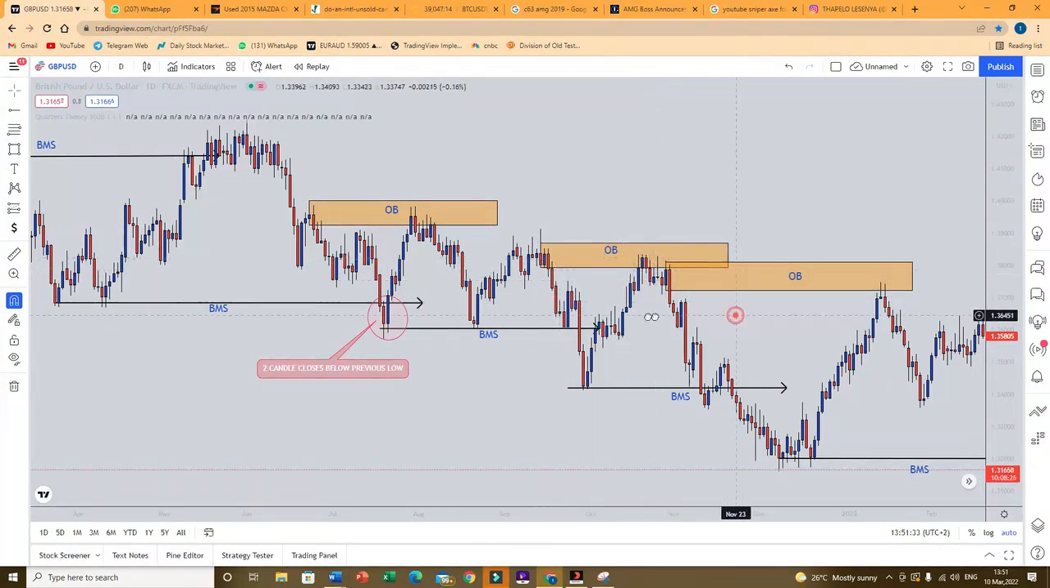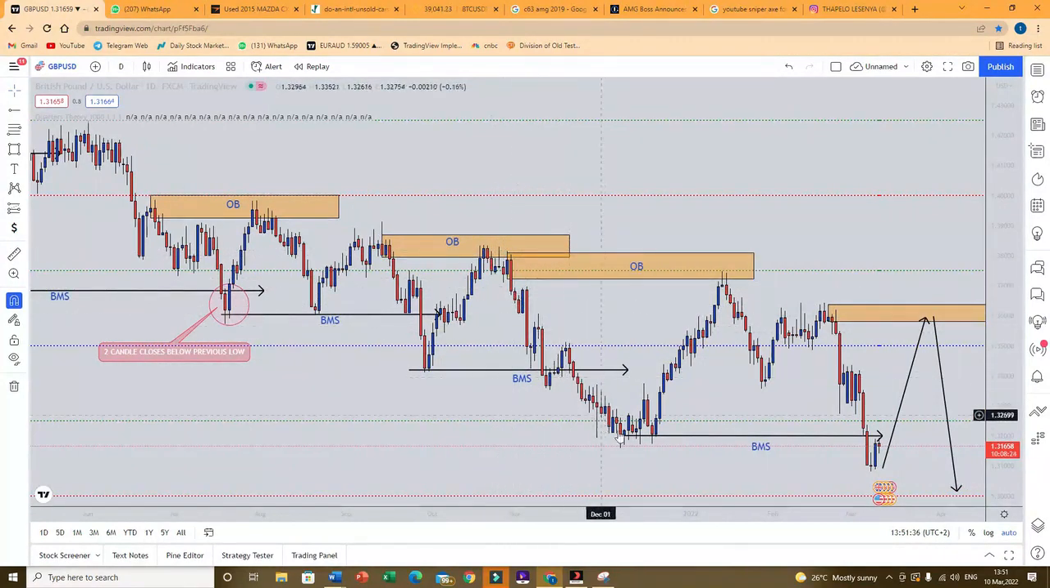So the same with this move, price moved down. After seeing this BMS, we expect our price to correct. Remember, this is a corrective move. It corrects back into an order block or the supply zone.